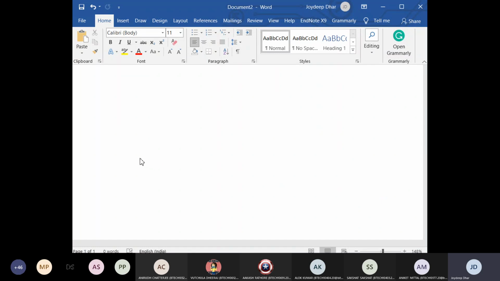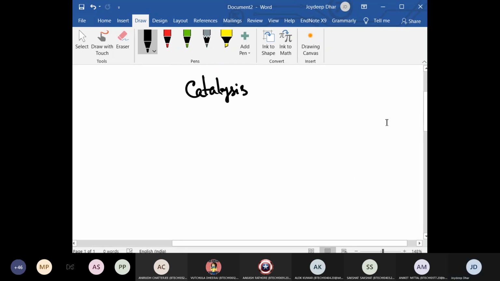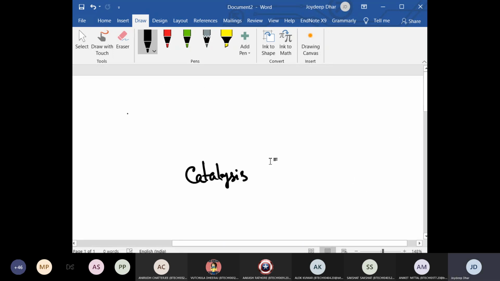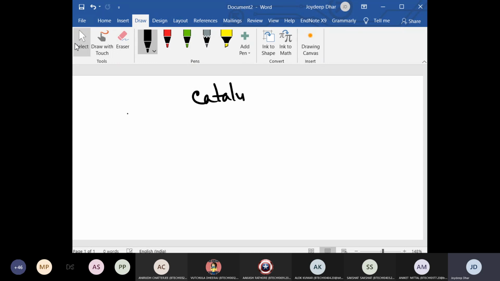Okay, so now the other topic that is there, that is catalysis. Catalysis, I think you have already studied in your school book. So this is a little easier topic, catalysis. So what is a catalyst? What is a catalyst?